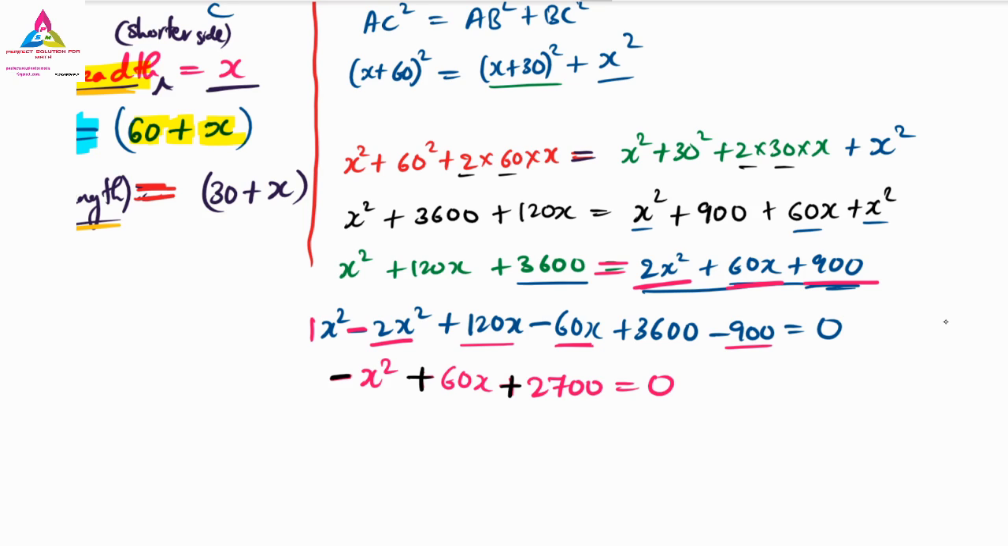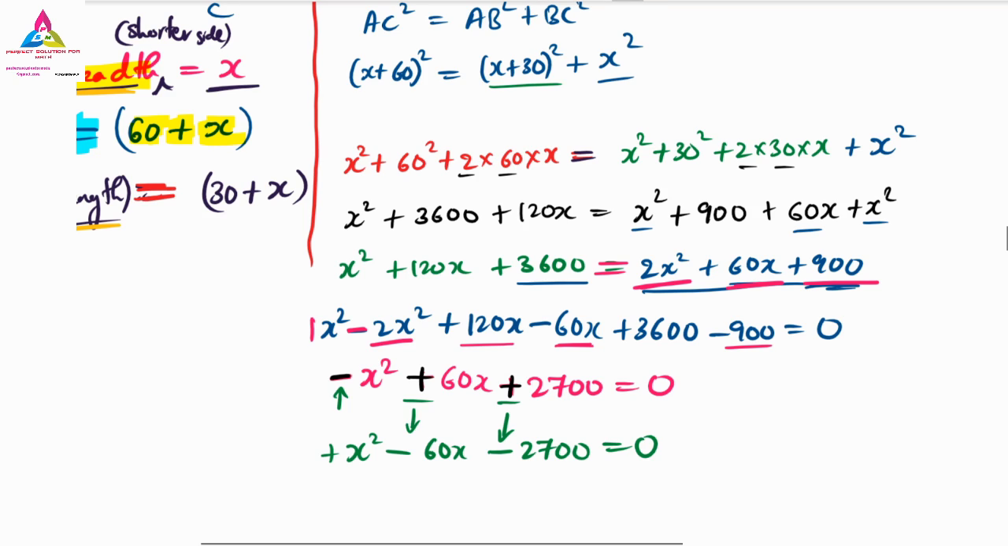No doubt. So all of you listen here. This negative symbol we can't keep for x square. So I will make that as positive x square. So all the signs I have to change now. The positive will turn into negative 60x and the positive will turn again into negative 2700. That is equals to 0. So all the signs I have to change because I want to keep this x square positive.